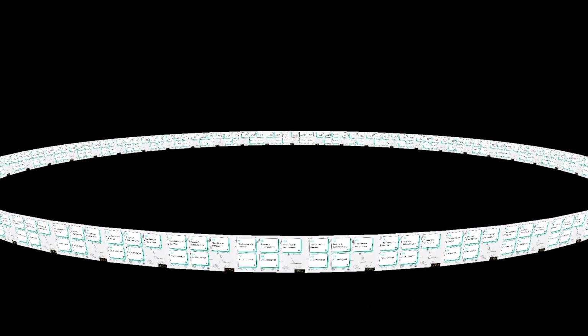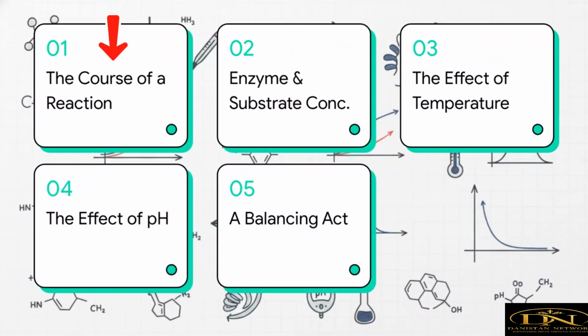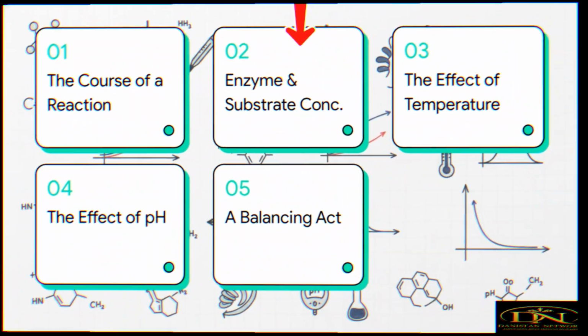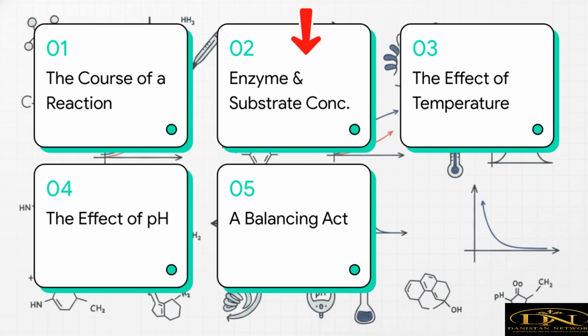So here's the plan. First, we'll map out what a typical reaction looks like from start to finish. Then we'll get into the two main ingredients, the enzymes themselves and their fuel, the substrate. After that, we're going to turn up the heat, literally, and see how temperature and pH totally change the game. And finally, we'll pull it all together and see how it's all one big balancing act.